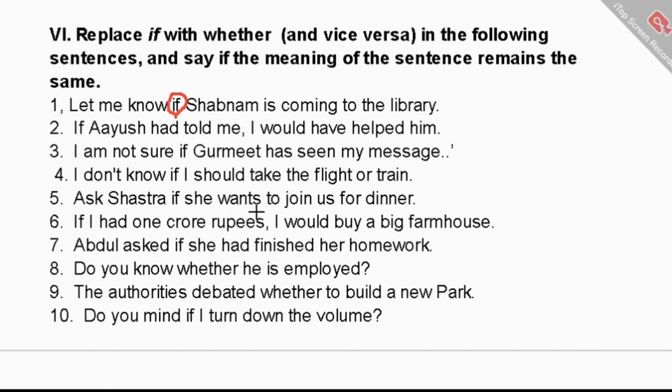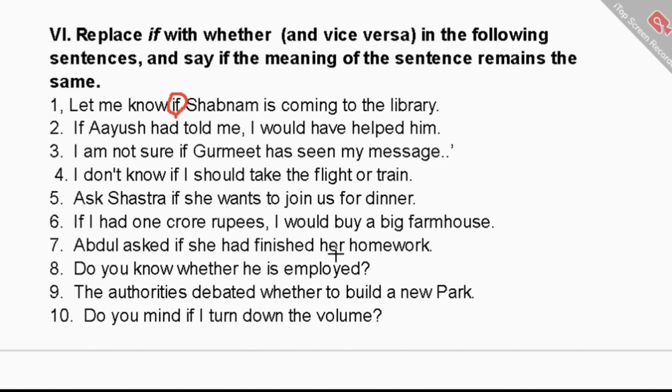Next, sixth one. If I had 1 crore rupees, I would buy a big farmhouse. So whether I had 1 crore rupees, I would buy a big farmhouse. So here the meaning changes because whether is typically not used in a hypothetical conditional like this. So you need to use if, it is the correct choice here. Next here we have, Abdul asked if she had finished her homework. So we can use, Abdul asked whether she had finished her homework. So there would be no changes.